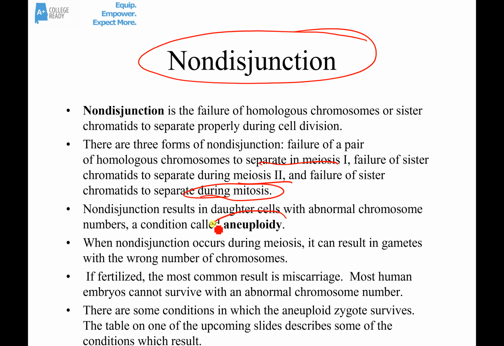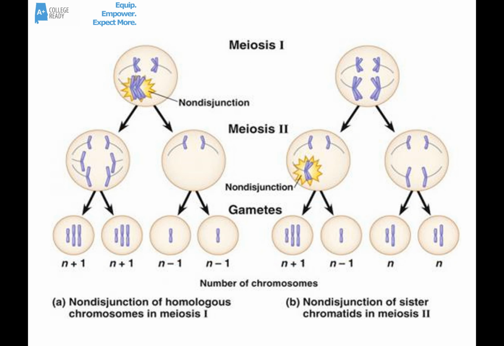We call that aneuploidy. And that means not the right number of chromosomes. When non-disjunction occurs during meiosis, it results in gametes with the wrong number of chromosomes. And if these happen to get fertilized, by far the most common result is miscarriage. Most human embryos can't survive with the wrong number of chromosomes. But there are some conditions in which an aneuploid zygote can survive. It's typically going to have some serious consequences, though.